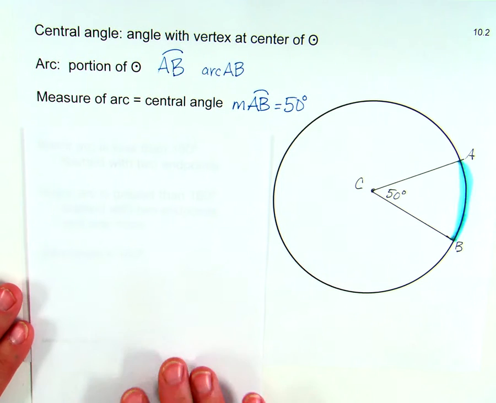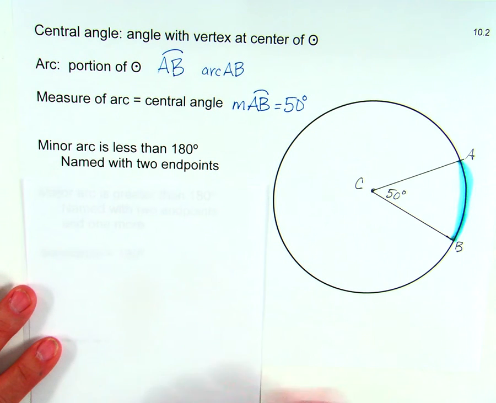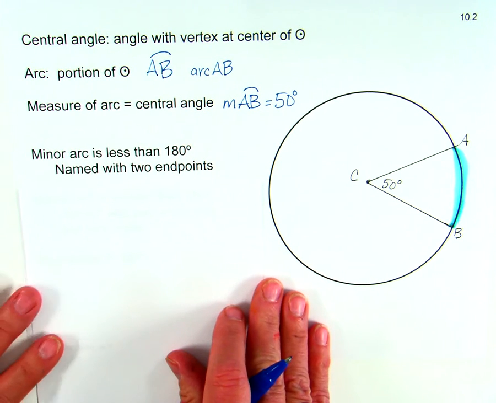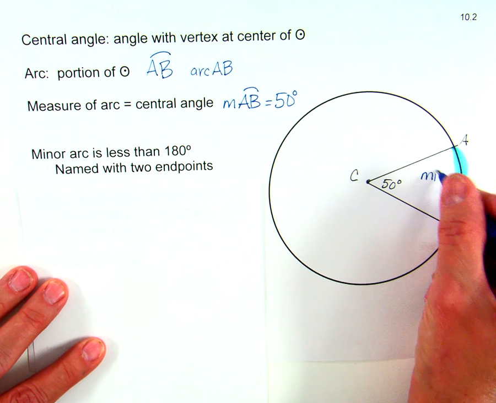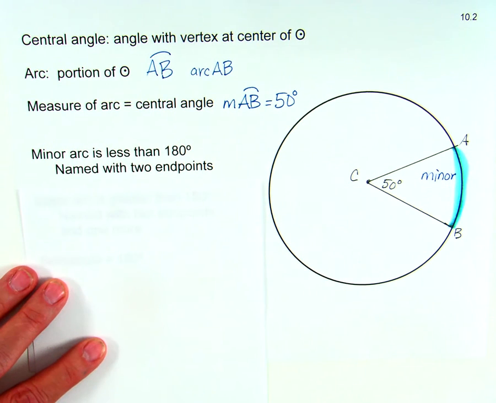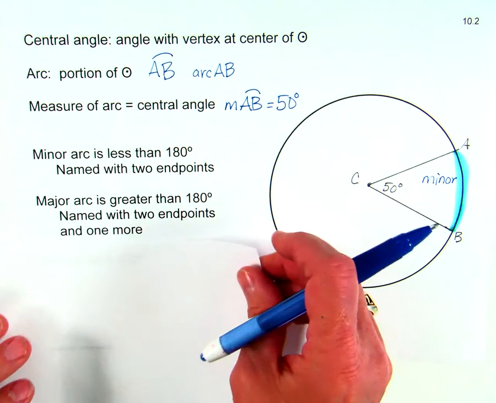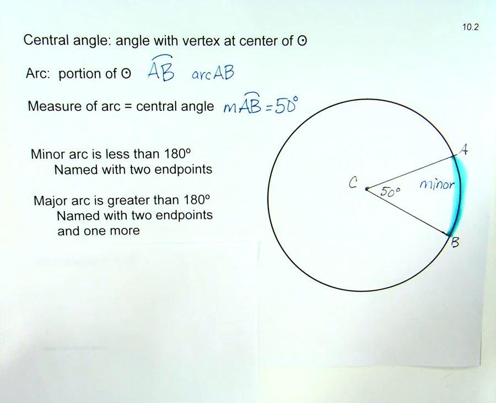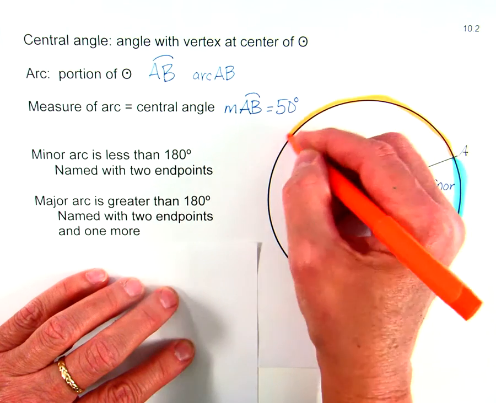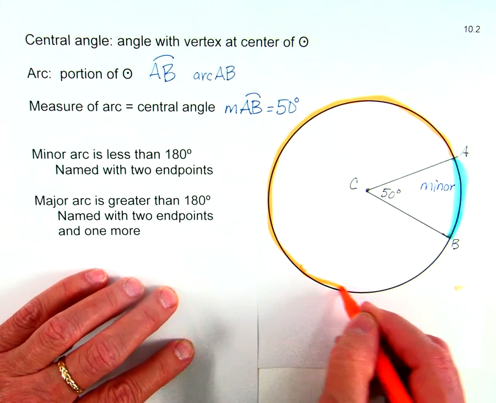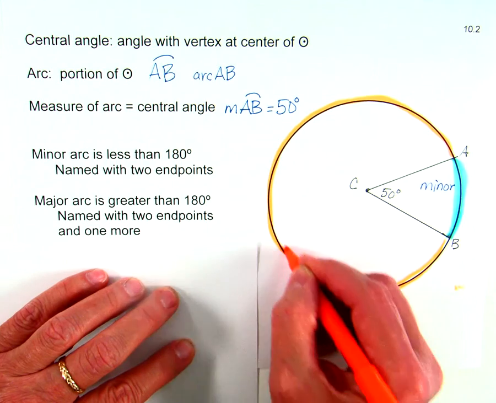Couple of things about arcs. We have minor arcs and major arcs. A minor arc is an arc that is less than 180 degrees. It's named with the two endpoints. This is a minor arc. Arc AB, as it's drawn, is a minor arc. We name it by the endpoints. If it's a major arc, one major arc here is everything else. So for example, there is also a major arc which has A and B as its endpoints. And that's it.